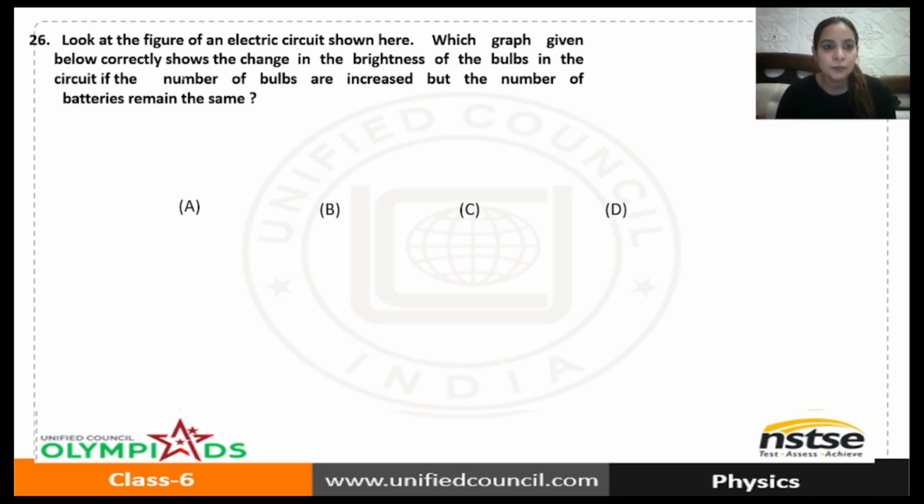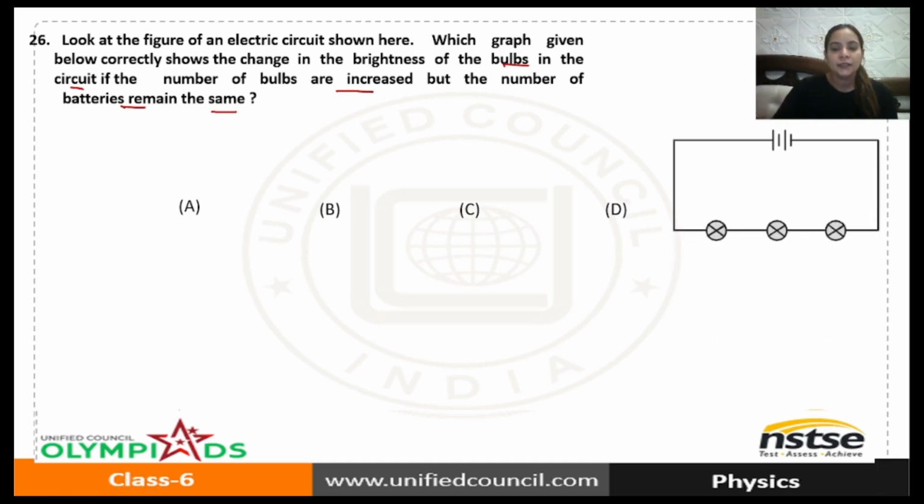Which graph given below correctly shows the change in the brightness of the bulbs in the circuit if the number of bulbs are increased but the number of batteries remain the same? Now the question says that we have an electric circuit figure given here. You can see that this is the battery, we have connecting wires, and then you have bulbs. These are the bulbs.